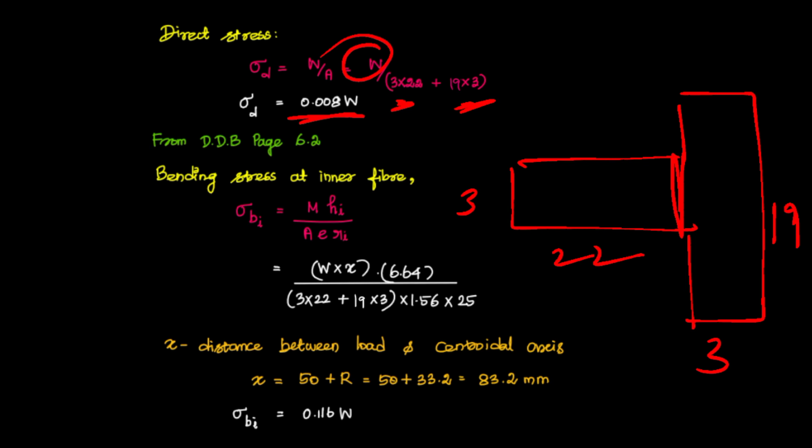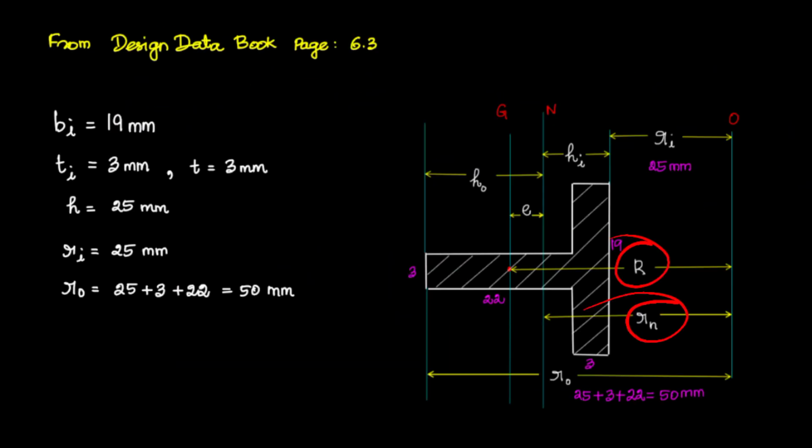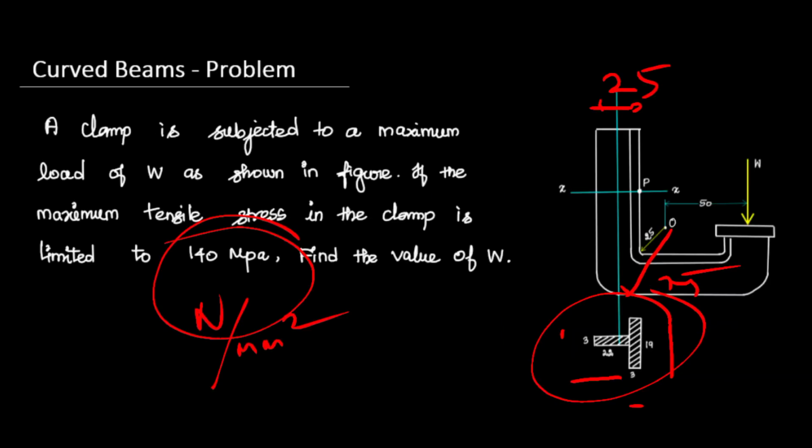And the other one is the bending stress. There will be two bending stresses, at the inner fiber and the outer fiber. At the inner fiber there will be a tensile stress and at the outer fiber there will be a compressive stress. We can see that here in the curved beam. Let me explain using the diagram itself.